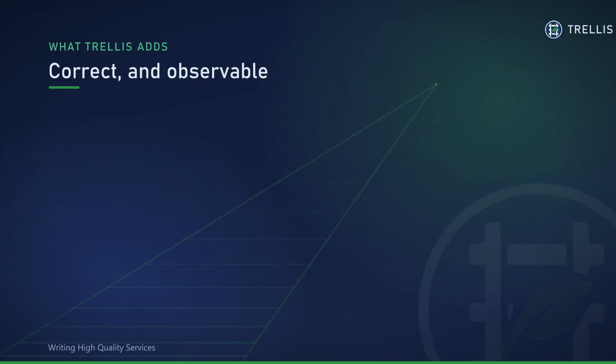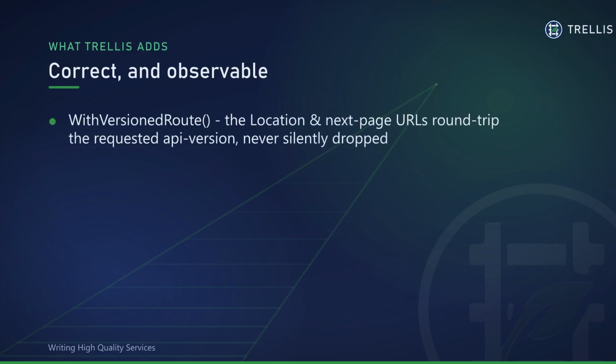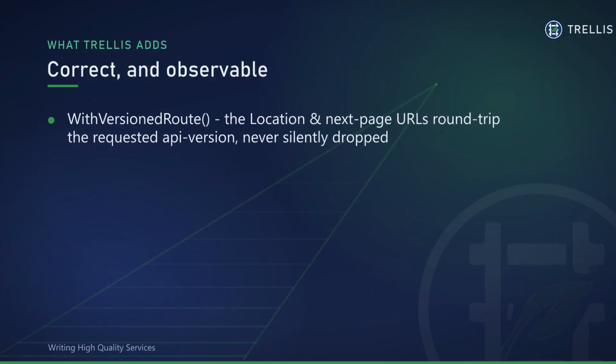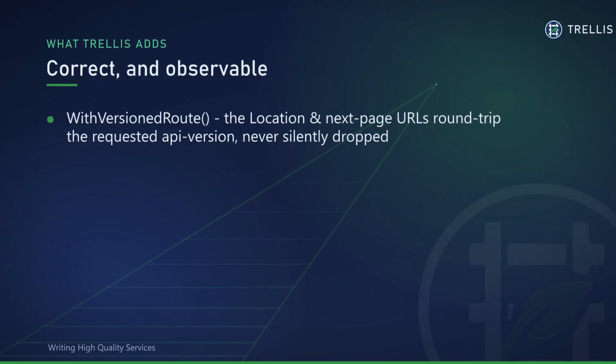So what does Trellis actually add? Three things, all on top of that library. One: with WithVersionRoute, it makes the location header and your next page links round-trip the exact API version the client asked for, so they never silently drop it.